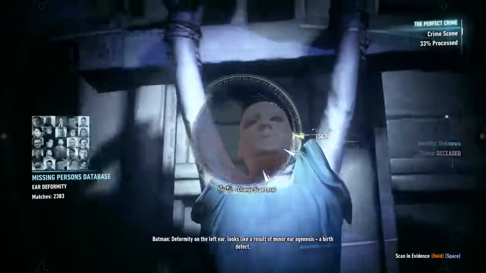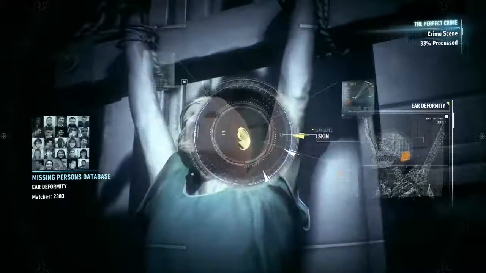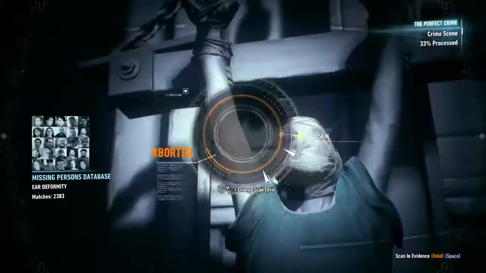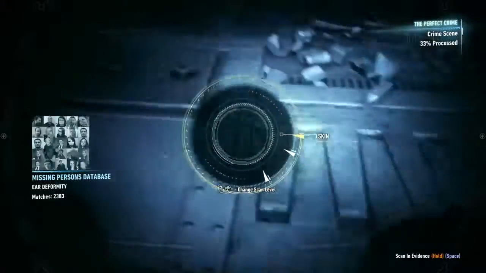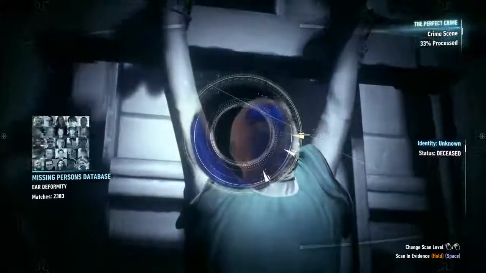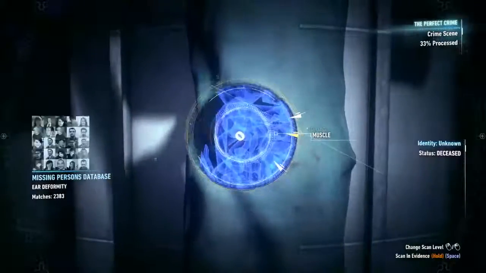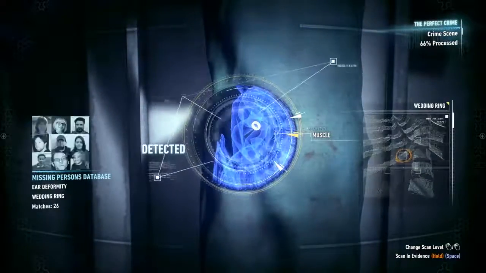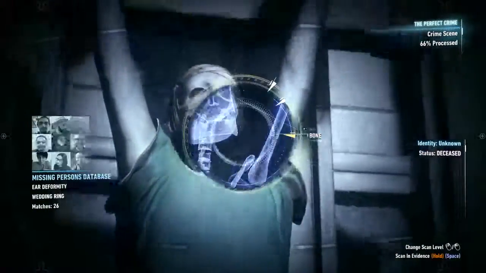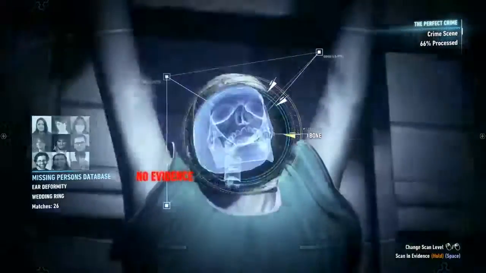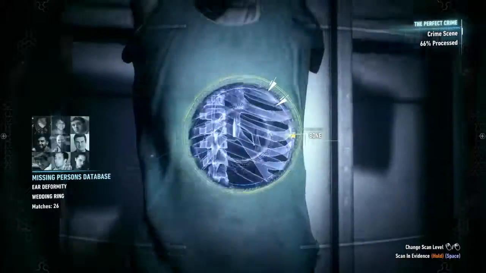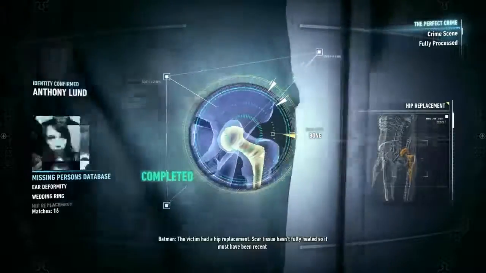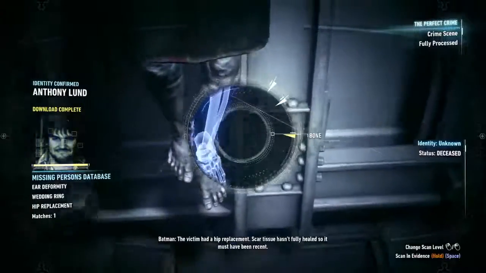Deformity on the left ear. Looks like a result of minor ear agenesis, a birth defect. That piece of evidence has been identified. I need to keep looking. A wedding ring in the lower intestine. The inscription reads, Ophelia. The victim had a hip replacement. Scar tissue hasn't fully healed, so it must have been recent.